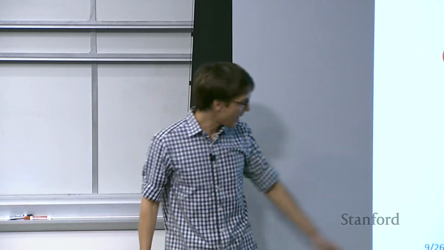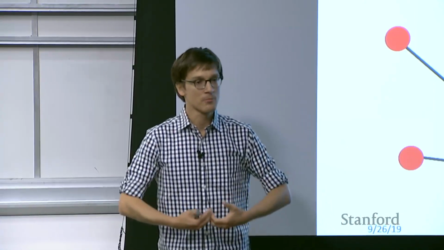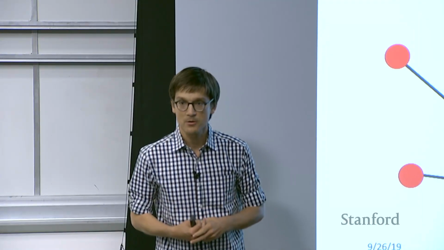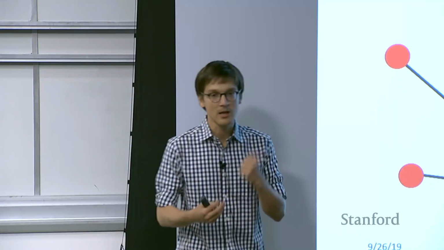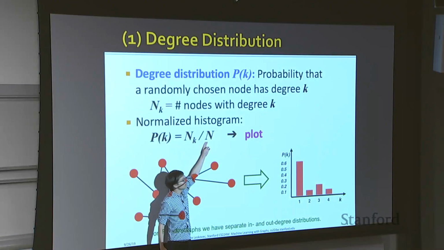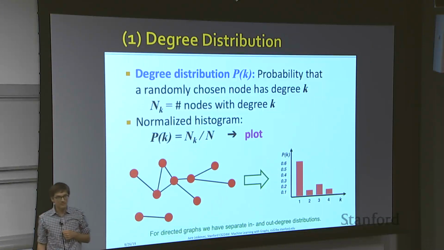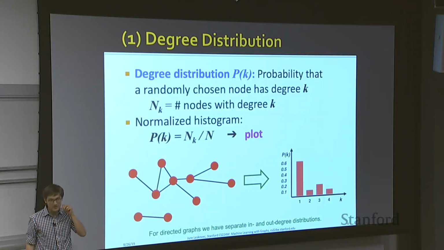If you are in a directed graph, then you would have 2 histograms, a histogram of the in-degree distribution and a histogram of the out-degree distribution, right? Because now every node has an in-degree and an out-degree. But in an undirected graph, it's one simple histogram that you can normalize by the total number of nodes, or you just plot the counts themselves. Okay, so that's called degree distribution.